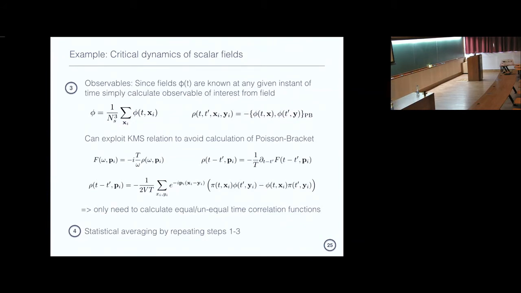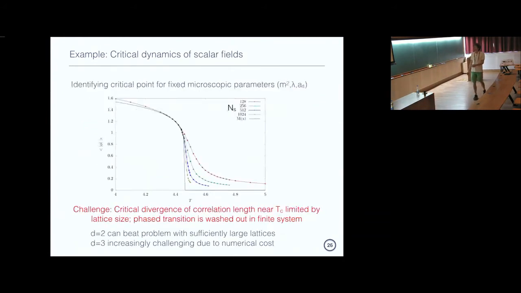So the important step is step four. After having done all of this, I have to repeat this procedure for all the different initial conditions, and now perform statistical averaging, basically repeating all these three steps. Good. Okay, so let's go and calculate something.